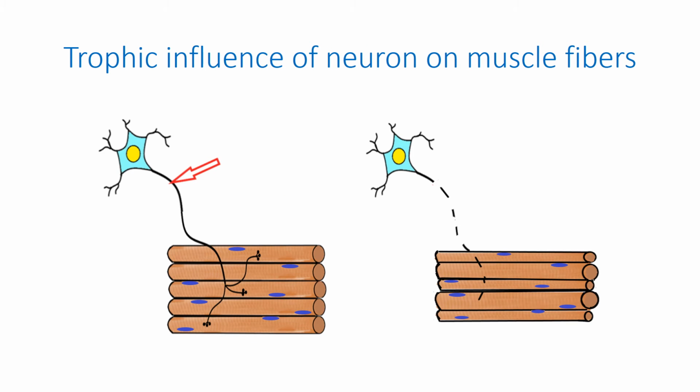It is noteworthy that innervation of muscle fibers is necessary not only for their contraction, but also for their structural integrity provided by trophic influences. If the nerve supply to a muscle is disrupted, the muscle fibers undergo atrophy.